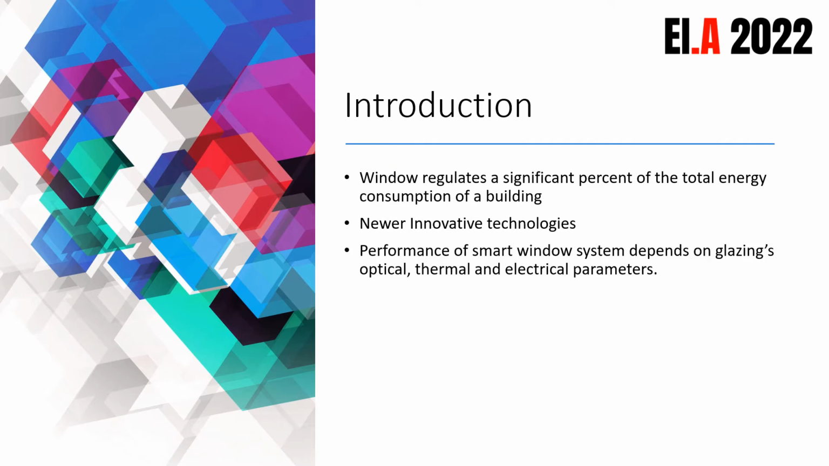The performance of smart window system depends on the glazing's optical, thermal, and electrical parameters, along with window orientation and WWR. These properties affect the building energy demand, and in case of the semi-transparent photovoltaic system, it affects the power generation capabilities of the module.